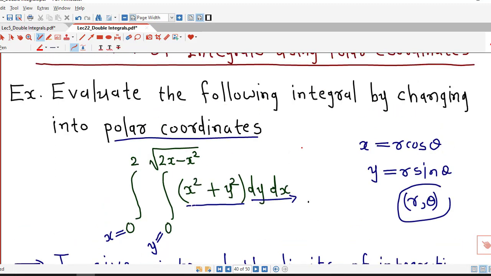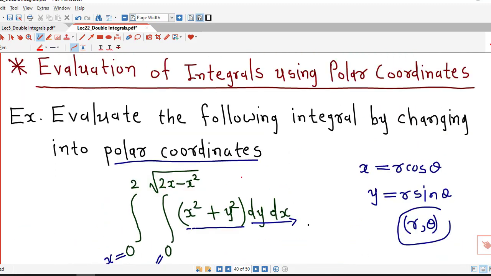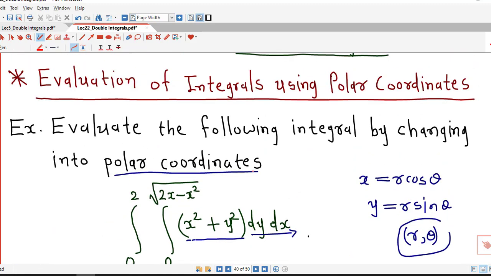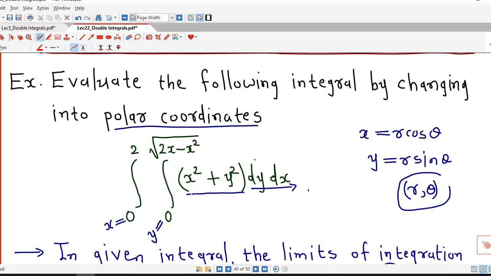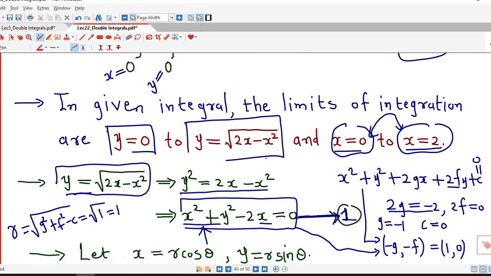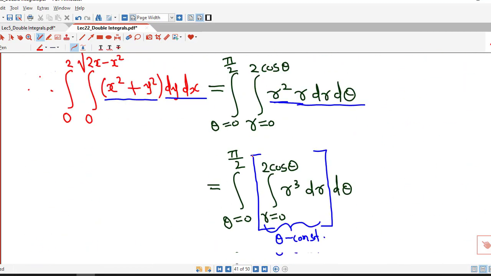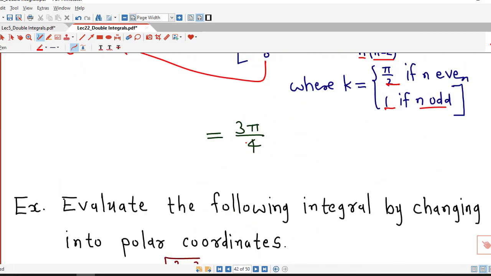So it is easy to evaluate double integral by changing into polar coordinates in some cases. So whenever we have x square plus y square like terms in the given double integral, it is better to change into polar coordinates. We consider one more problem.